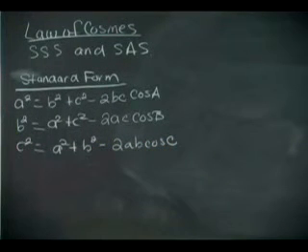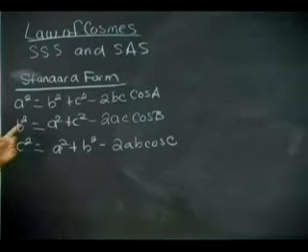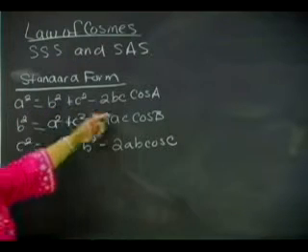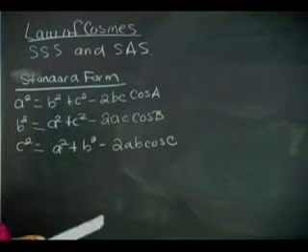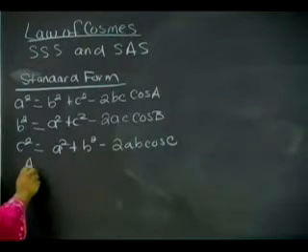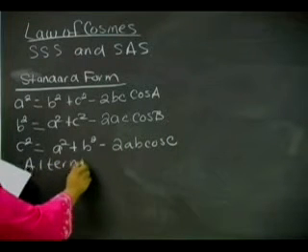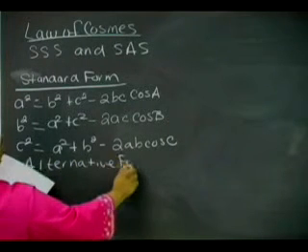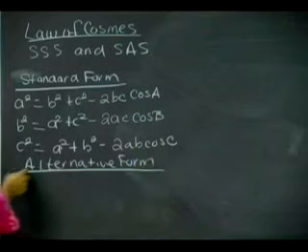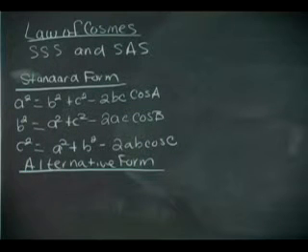Now this is the standard form. This is if we know 2 of the sides and we know an angle, okay? We have an alternative form. This alternative form gives us a means for finding the angles.